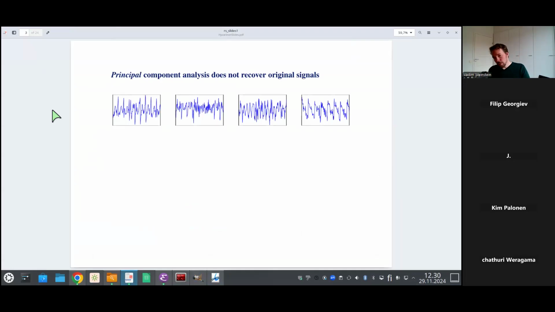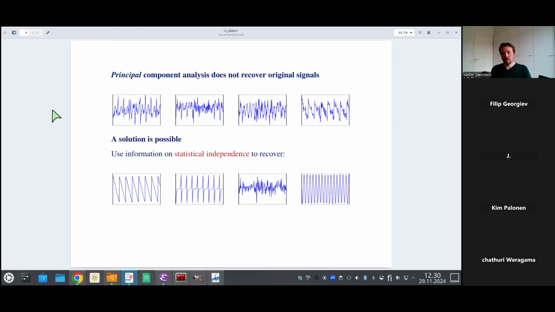If you know what principal component analysis is, you don't have to know, but if you know, then if you try to do this with principal component analysis, you will fail. It's just not going to work.